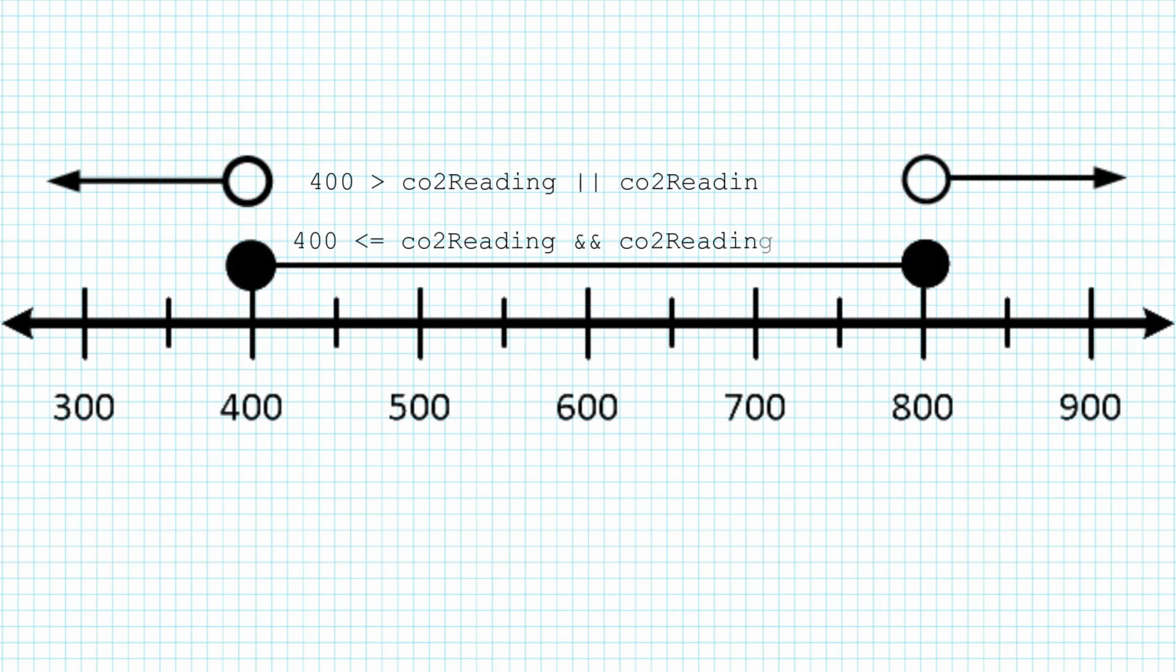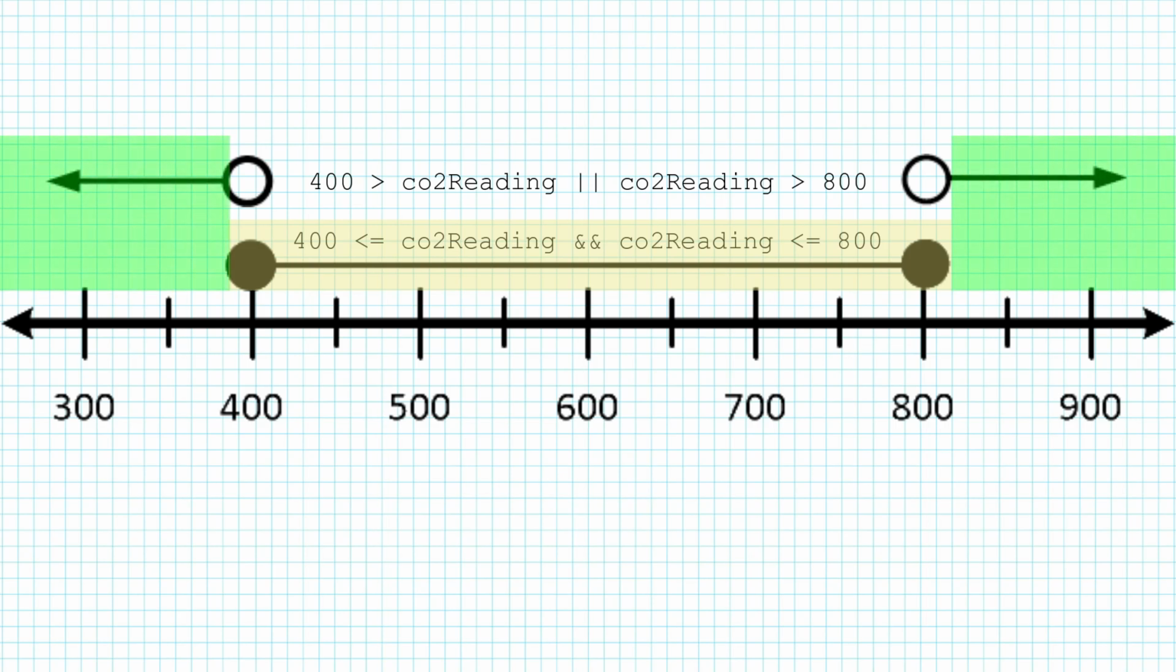But look at our ranges from the quiz. It's very easy to see DeMorgan's theorem when you're checking ranges on a number line. So look at 400 less than or equal to CO2 reading and CO2 reading less than or equal to 800, and you can see that the values 400 through 800 are handled by this range, or any values between 400 up to and including 800 will make this expression true. But any values not in that range will make this expression false.